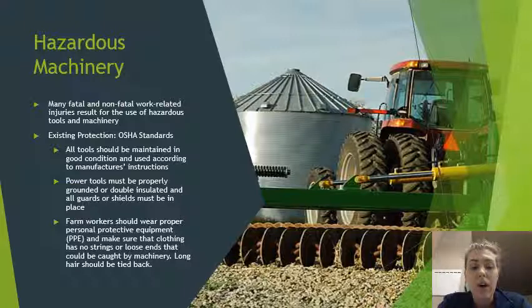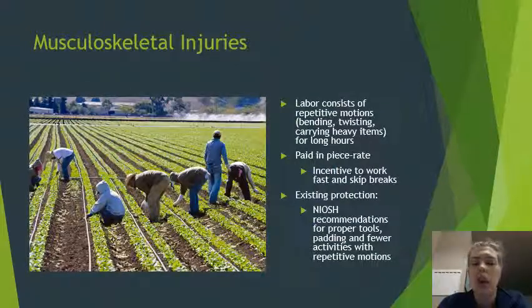And of course, farm workers using the proper personal protective equipment and making sure that all of their clothing does not have loose ends or strings, and their hair is of course tied back to avoid as many work-related injuries as possible. A lot of labor that they provide at the farm consists of many repetitive motions, and it's typically for long hours at a time.